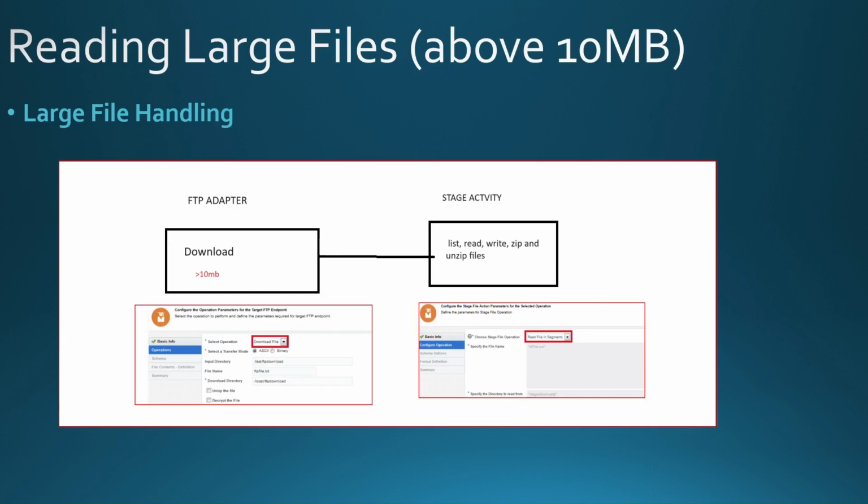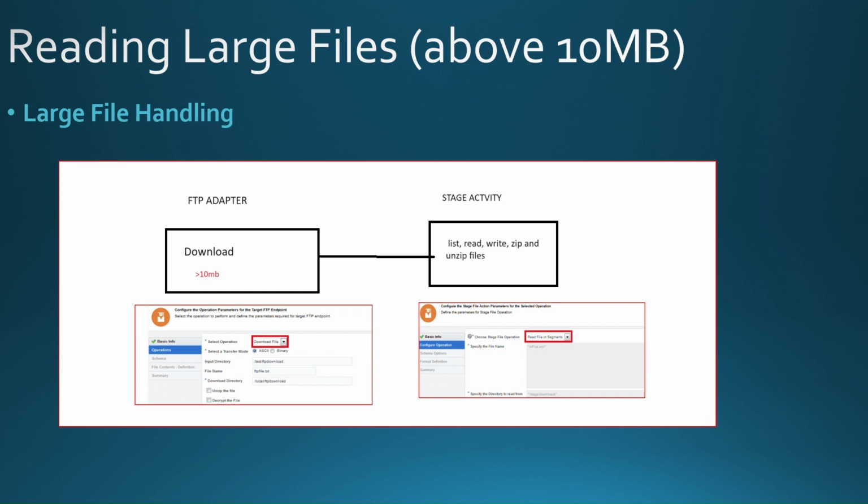In this slide, I am going to explain how we are going to use the stage activity. Okay, the stage activity can process each file downloaded by the FTP adapter. That means in order to use the stage activity, you have to configure the FTP adapter. Whenever you are reading a file, that means your file size is less than 50 MB, then you can use the FTP adapter read operation. But if your file size is more than 50 MB, then you can use the FTP adapter download operation.